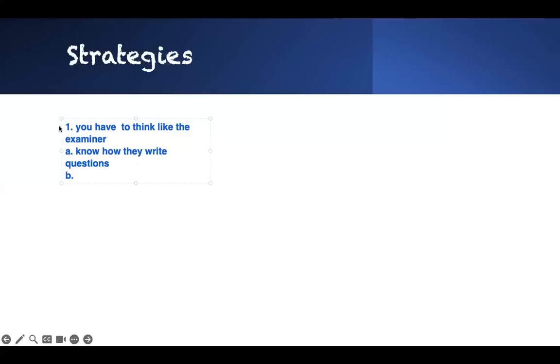And two, B, how they position or use words in the question. So that's number one. You have to think like the examiner, and thinking like the examiner is knowing how they write a question and how they position or use words in the question. A, you have to know how they write a question. Know what the components of the question are.